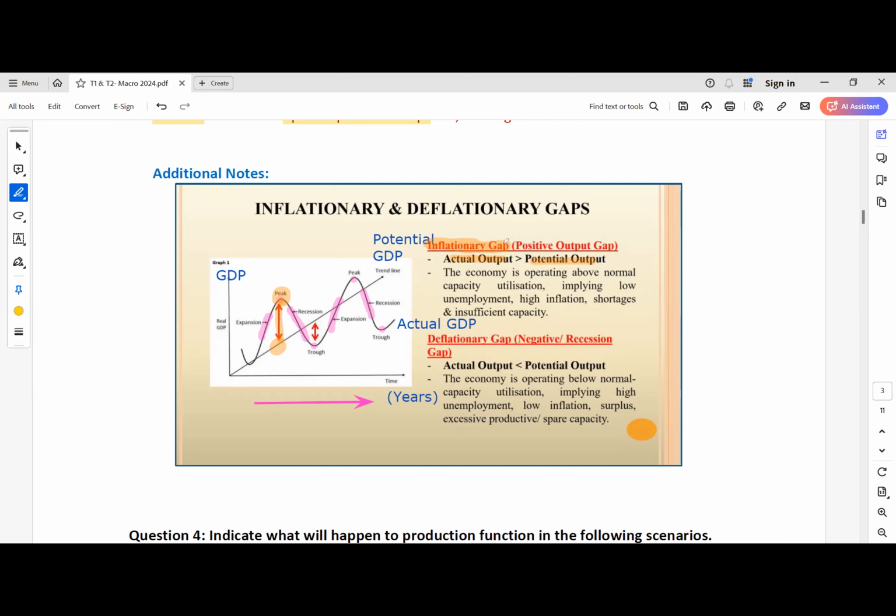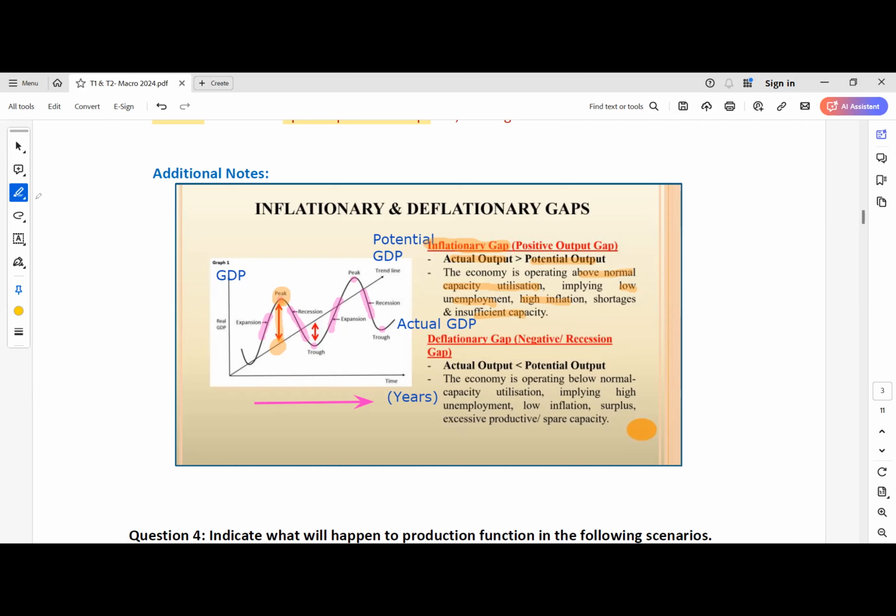So therefore, what happened to the prices? The prices will go up or down? You are producing beyond capacity already. That means people spend like crazy, things are not enough, shortage of goods and services. So that means prices will go up. Yep, correct. So the economy is operating above the normal capacity utilization. The good thing here is everyone will have a job, low unemployment. But there will be high inflation. Things will be very expensive because of the shortage of goods and services. Insufficient capacity. You are producing beyond your capacity already.